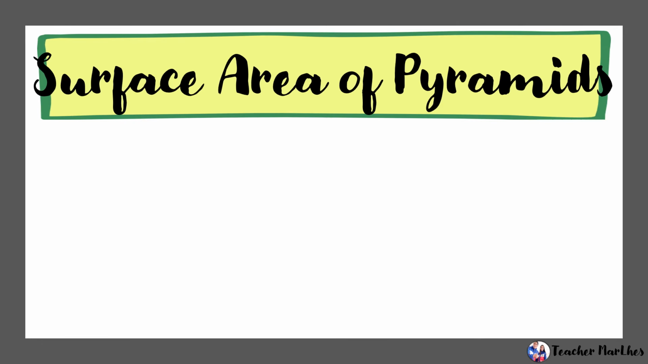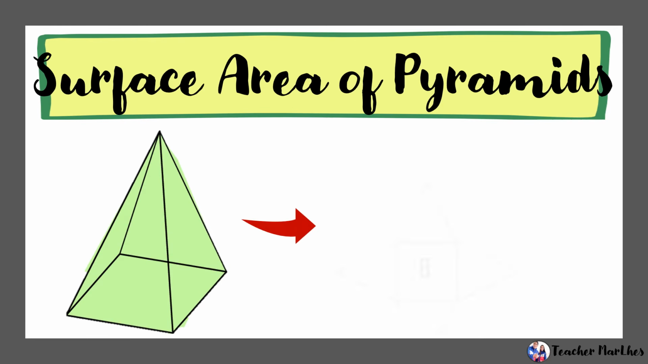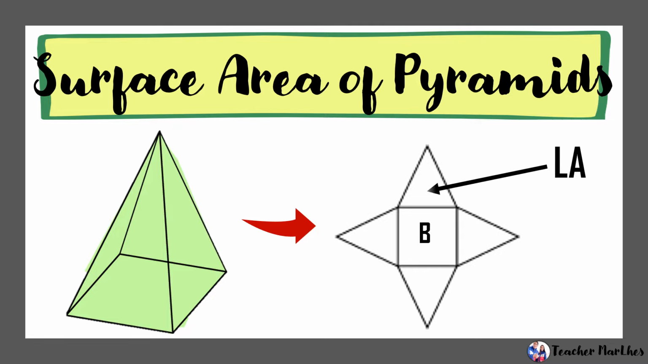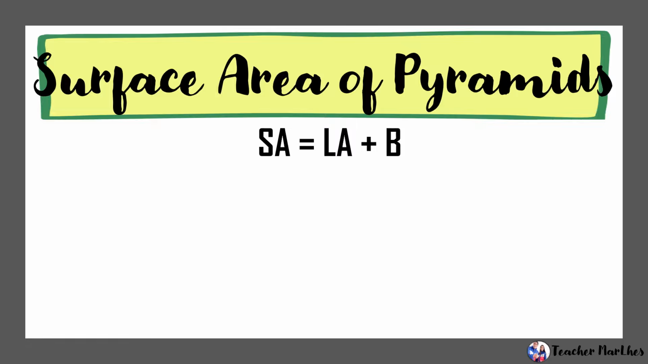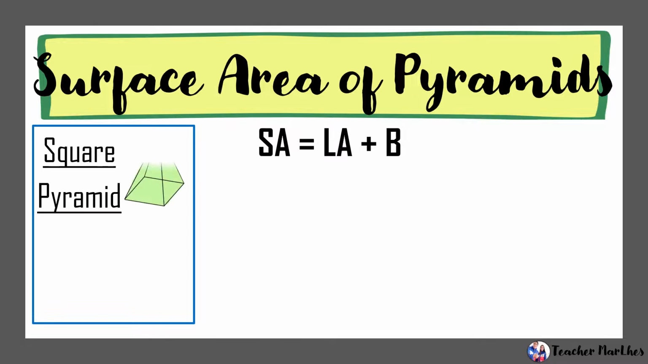Sa pyramid naman, ang lateral area ay ang mga triangles na nakapalibot dito. Ang pinaka-formula sa paghahanap ng surface area ng pyramid ay lateral area plus base. For square pyramid, ang lateral area ay 4 times base times height divided by 2. Bakit 4? Kasi 4 ang triangles ng square pyramid. Plus s squared kasi ang base niya ay square, kaya ang formula na ginamit ay area ng square.